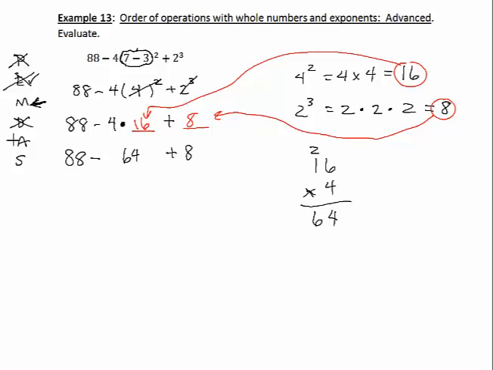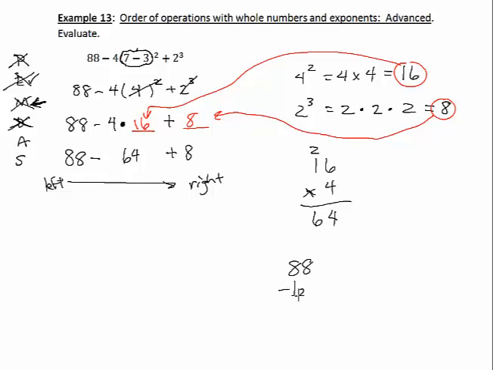Alright, so no multiplication, no division, only addition and subtraction. And how are we supposed to do that? Okay, do we add first? Do we subtract first? The rule is that we want to go from left to right. Left to right. Alright. Going from left to right, we subtract 64 from 88.